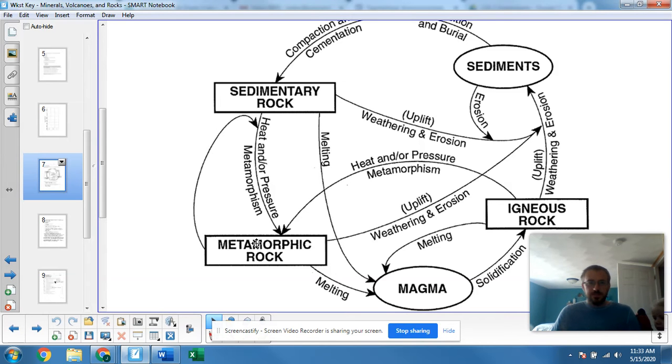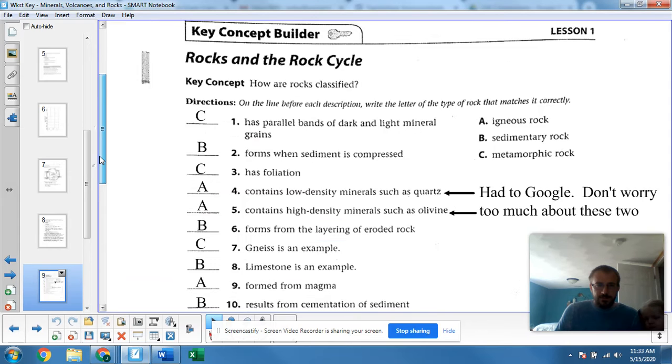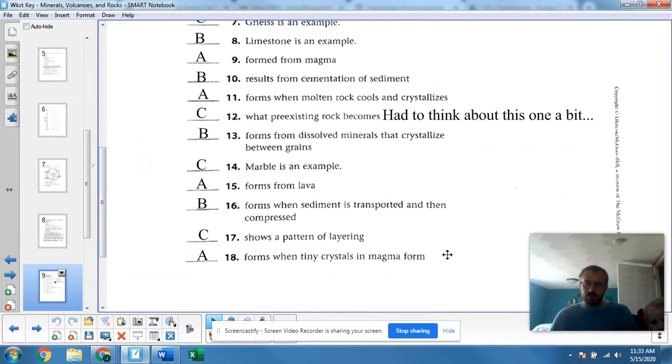Okay, so that brings us to 13. Forms from dissolved minerals that crystallize between grains. So that's literally describing the process of cementation, like limestone working its way into a bunch of sand that's dissolved in water, and that holds those sand grains together. Marble is metamorphic, forms from lava is igneous, forms when sediment is transported and then compressed is sedimentary, shows a pattern of layering is metamorphic, and forms when tiny crystals in magma form is igneous.